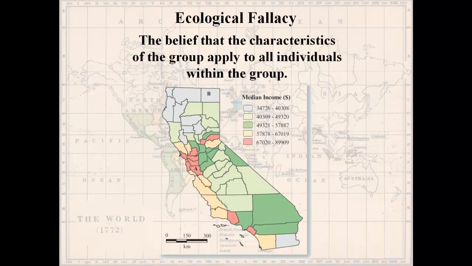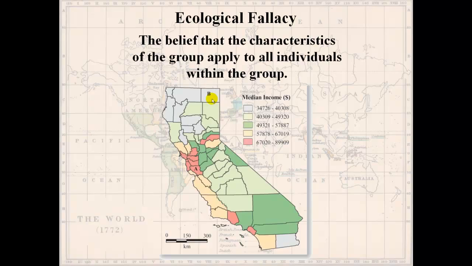This is California, and these are the counties in California. And what's depicted here is the median income by county. So you can see that in County B, the median income is somewhere between $34,000 and $40,000. So generally people tend to believe when they see that the median income in this case is pretty low in this county, that everybody in that county is fairly poor.